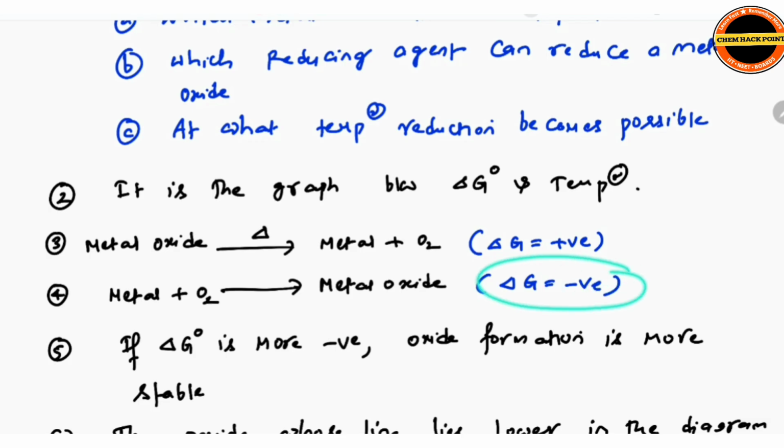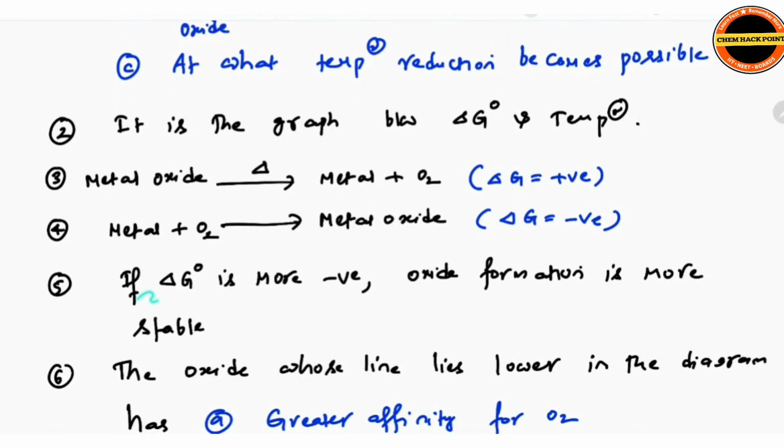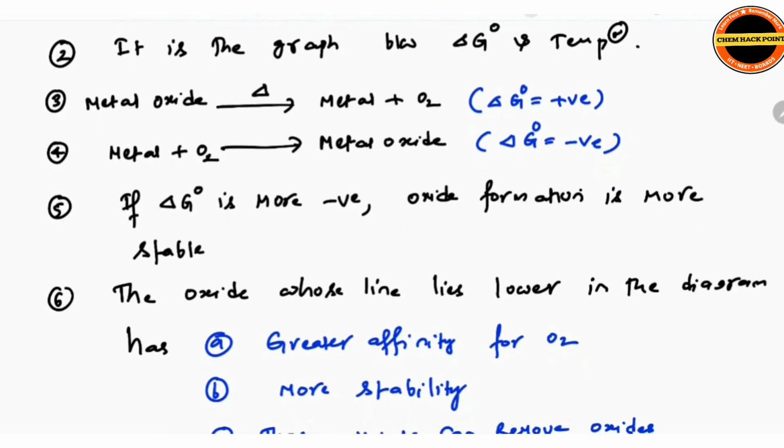Whenever a negative value is given for a reaction, the reaction is feasible. With a positive value, the reaction does not occur easily; some external force is required. If delta G naught, the standard value, is more negative, then oxide formation is more stable. Remember, the more negative the value of delta G naught for a reaction, the more stable the oxide formation.